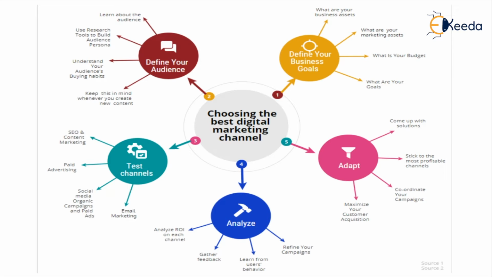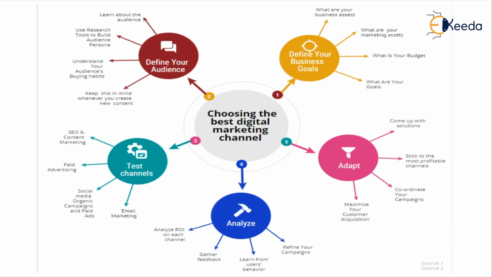Then you understand your audience's buying habits. When do they buy? How much research do they do before they actually make a purchase decision? How much do they like to invest? What kind of offers affect them most? Then you keep this all in mind whenever you create any kind of new content. So your goals and your target audience, they affect what kind of campaign you're going to design and what kind of channel you're going to choose.